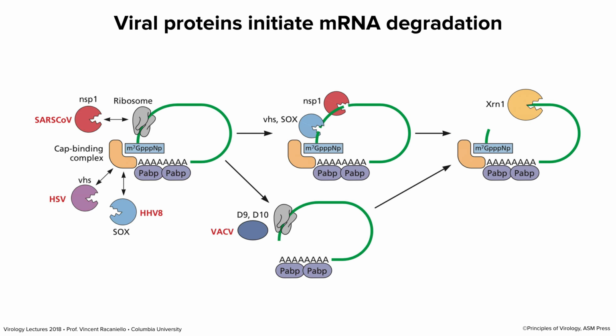Herpes simplex and HHV8, human herpesvirus 8, both encode proteins that recognize the cap structure. They also will start degrading the RNA. VHS and SOX are the proteins, and that again leads to XRN1 degradation. And then vaccinia virus actually encodes two decapping proteins, which remove the cap, which of course is a sign that XRN1 can come in and degrade that mRNA. So you see the viral proteins don't do all of the degradation themselves. They just mess up the mRNA enough, they either nick it or take the cap off, and then XRN1 will come in and chew it up.